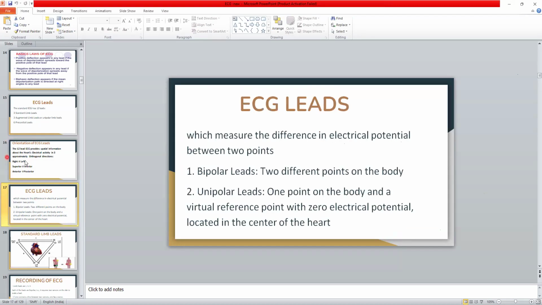So coming to the ECG leads, which measure the difference in electrical potential between 2 points. In the bipolar leads, that is lead 1, lead 2, and lead 3, there are 2 different points on the body, whereas the unipolar leads such as AVR, AVL, and AVF have 1 point on the body, and there will be a virtual reference point with 0 electrical potential. I'm telling you here, this point with 0 electrical potential is located in the center of the heart.